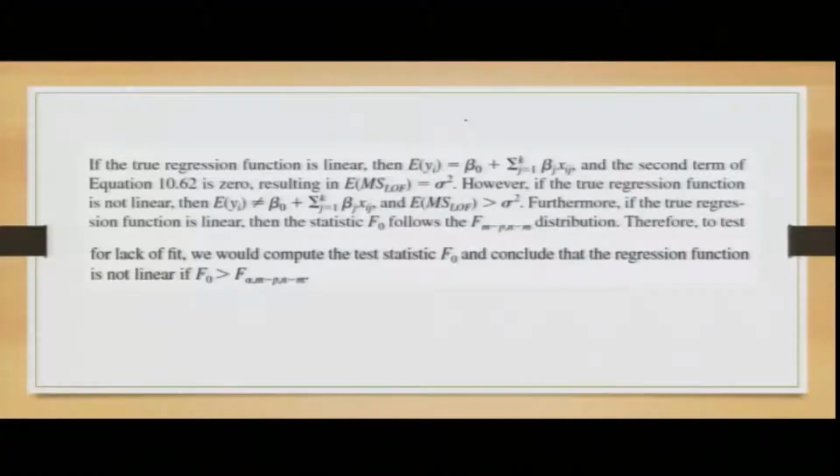However, if the true regression function is not linear, then obviously the expected value would be either lower or higher. Furthermore, if the true regression function is linear, then the F test statistic under H naught would follow a certain distribution, and its degrees of freedom would be m minus p and n minus m. So, m minus p is basically, remember, k or k plus 1, and n is the total number of readings which you have, and m is the new set of observations you are taking. Therefore, to test for lack of fit, we would compute the test statistic F naught and conclude the regression function is either linear or non-linear.